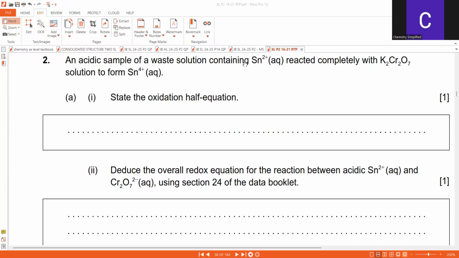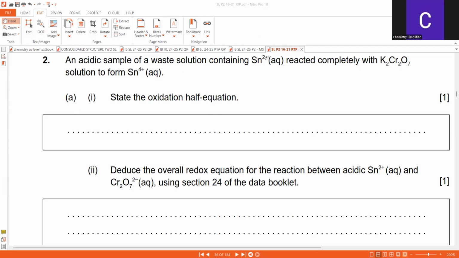Hi everyone. In this video, we are learning how to balance redox equations in the acidic medium and then how to write the overall equation. So I thought of taking the examples from past papers itself. So we'll solve three examples, three equations as in the past paper.